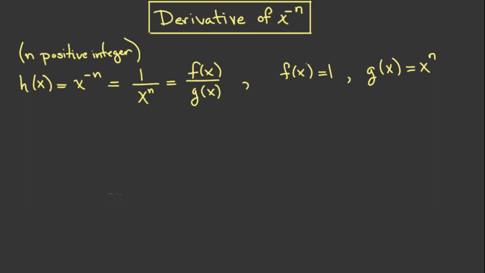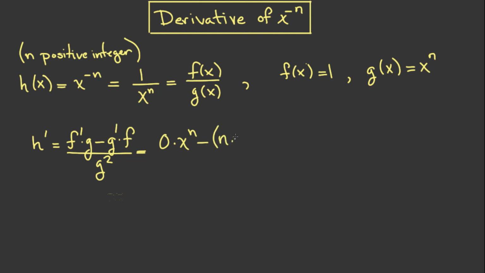The quotient rule tells us that h prime is equal to f prime times g minus g prime times f, all over g squared, which is equal to f prime, which is 0, the derivative of 1, times g, which is x to the n, minus the derivative of g, and this is where we're invoking the power rule for positive integers. This is n times x to the n minus 1 times f, which is 1, all over x to the n quantity squared, which is x to the 2n.